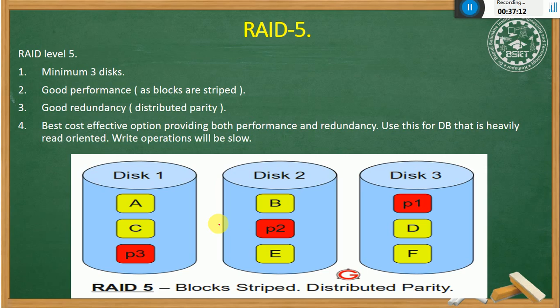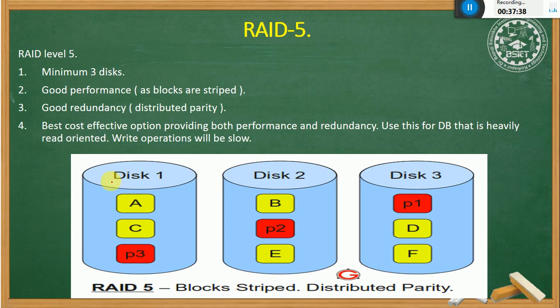RAID level 5 has a minimum of 3 disks, and it is a data disk. It does not have a separate parity disk, and your parity is distributed across the available disks. So there is no need of an extra disk, and parity is distributed into that.